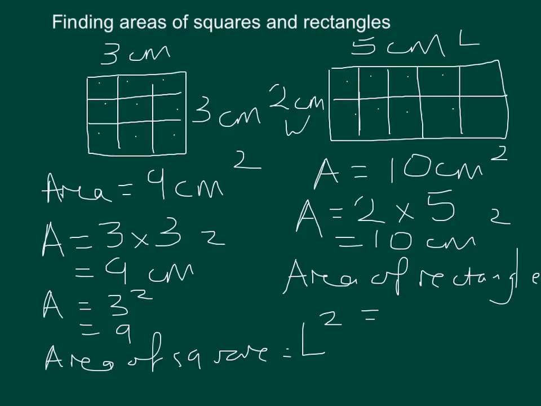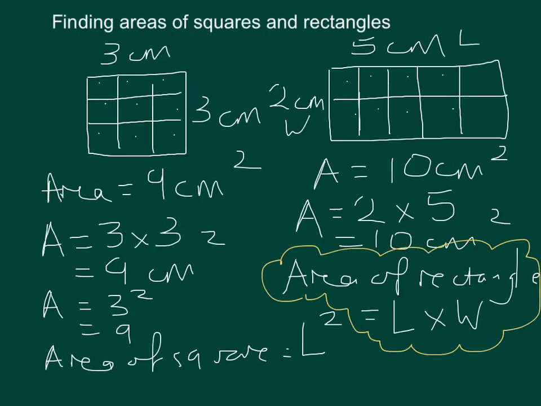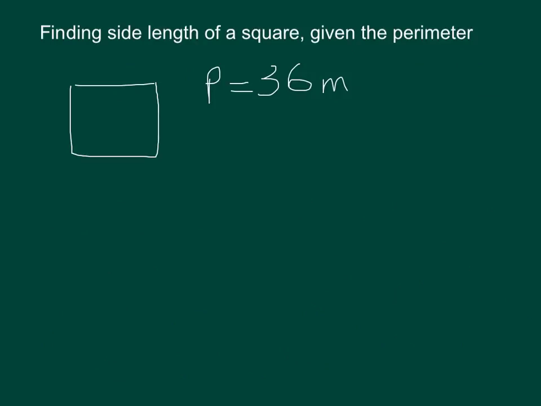So the area of a rectangle is just length times width. And these are just shortcut formulas that we can use rather than having to go through the counting squares scenario. But that's really all we're doing. Now we can work backwards.